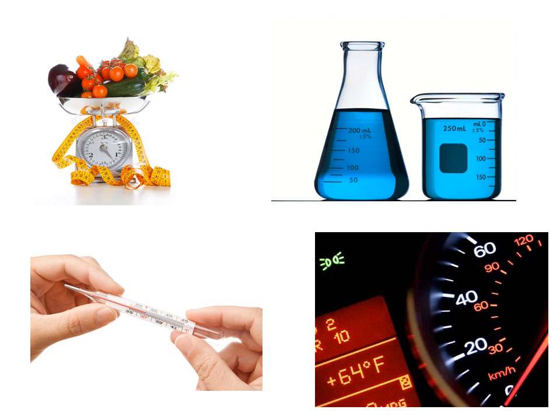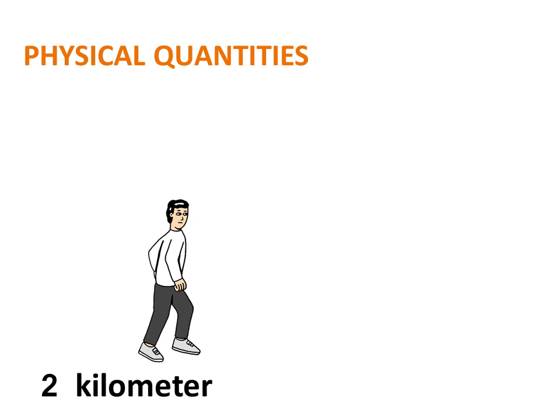Quantities such as mass, weight, distance, temperature, volume are called physical quantities. A value and a unit are used to express the magnitude of a physical quantity. For example, Suresh walks 2 km every day. Here, 2 refers to the value and kilometer expresses the magnitude of distance.